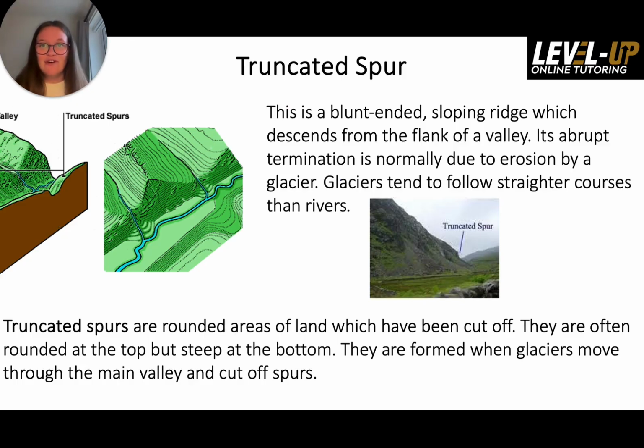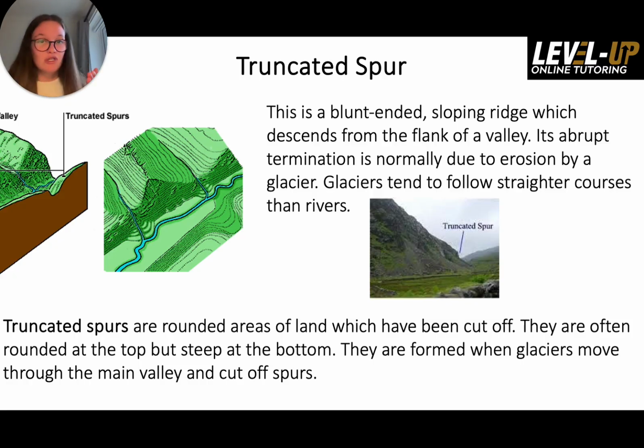Our next landform is what we call a truncated spur. If you remember, with rivers, we have our interlocking spurs where the water flows in and out. Essentially, a glacier has just gone and cut all that off and left it behind. What is left behind is what we call a truncated spur. So they're spread out like this and separated. This is a blunt-ended sloping ridge which descends from the sides to the bottom of the valley. It's abruptly terminated due to the process of erosion through the glacier. That's abrasion going on there at the side and at the bottom.